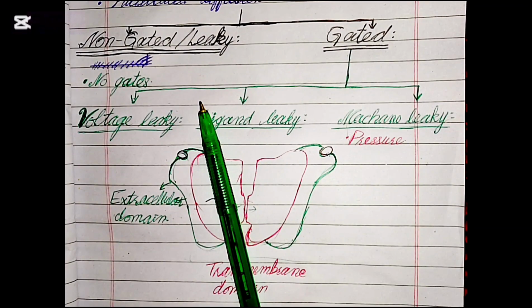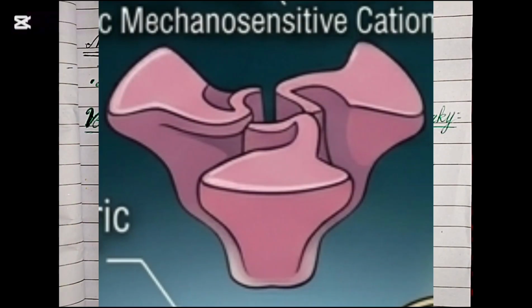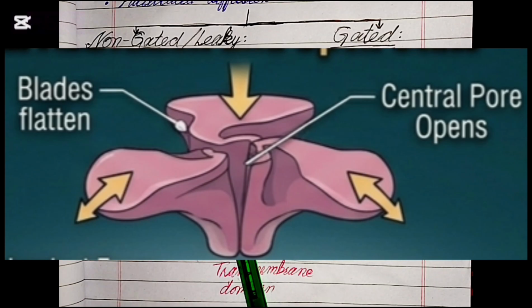Now the mechano gated channel. Mechano means mechanical, so mechanical pressure or mechanical touch. If we apply touch, meaning we apply pressure on the body, at that time a channel is used which produces a nerve signal. Now look at the image on the screen and look at the center of the channel. If we apply pressure on this, it will gain pressure and change its shape. Now look at the second image. It will become like this. It will expand and allow the flow of ions.